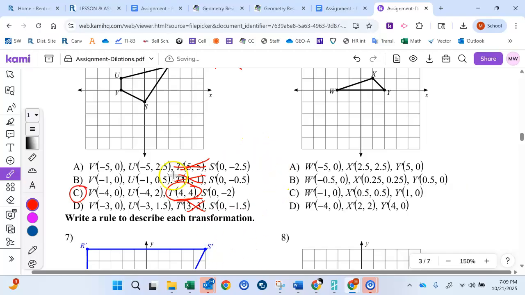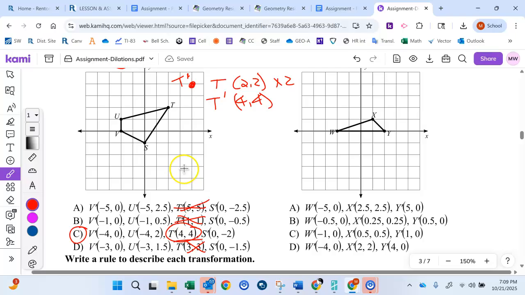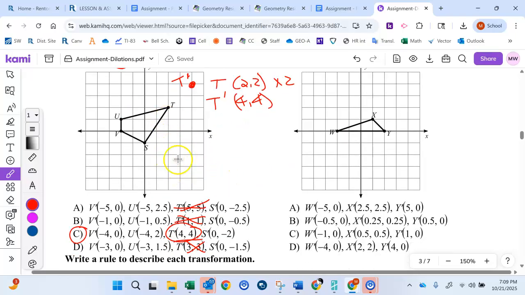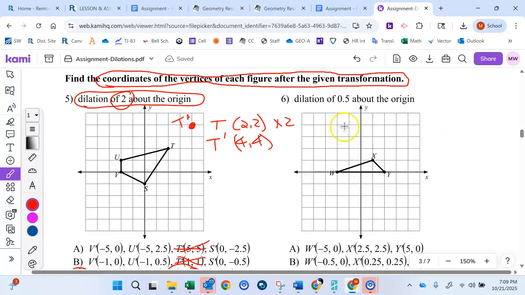Okay. That's very easy. If there's another one at 4, 4, then I have to check another point, but I only had to check 1 point, okay? So remember that. If you have 2 choices with 4, 4, then check another point, okay? Now I want you to try this on your own and then come back, and then we'll see what the answer is. Okay, so this is a dilation of 0.5.